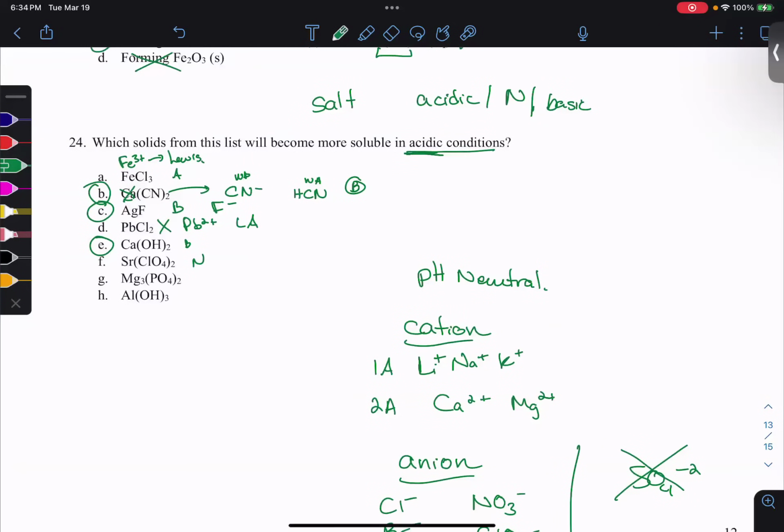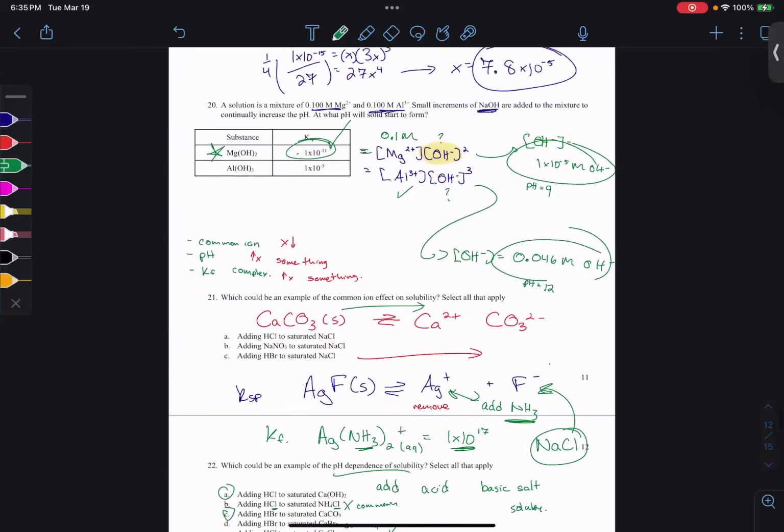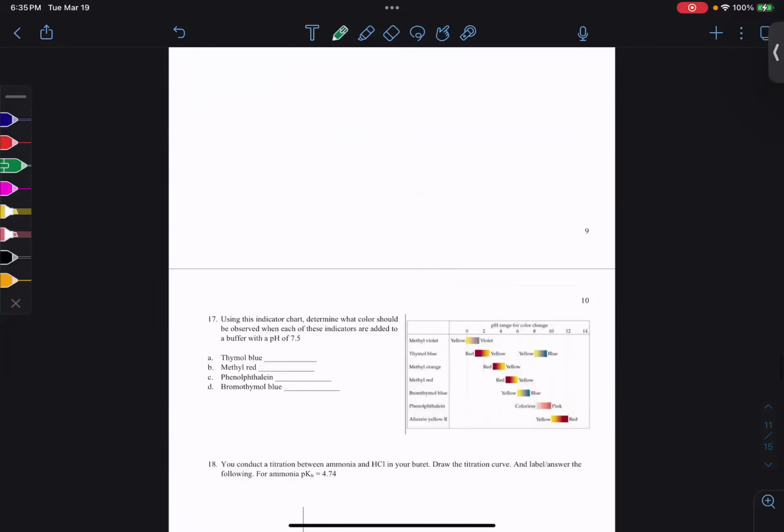Magnesium phosphate. Acidic, basic, or neutral? Basic, yes. Why? Phosphate is the conjugate of phosphoric acid, H3PO4. That's a weak acid, so those protons are very difficult to pop off. So phosphate has to be a weak base. Aluminum hydroxide is also basic because of that hydroxide. So magnesium phosphate, basic; aluminum hydroxide, basic. You're looking for weak things, conjugates of weak things. Okay, so that's all the Ksp stuff.